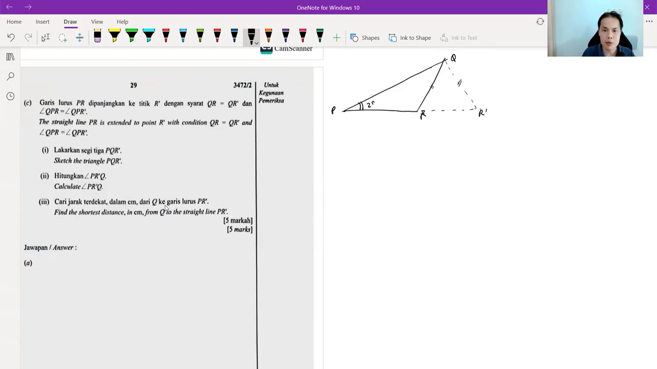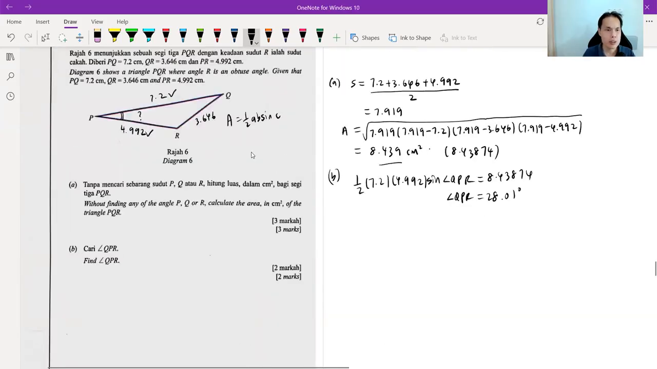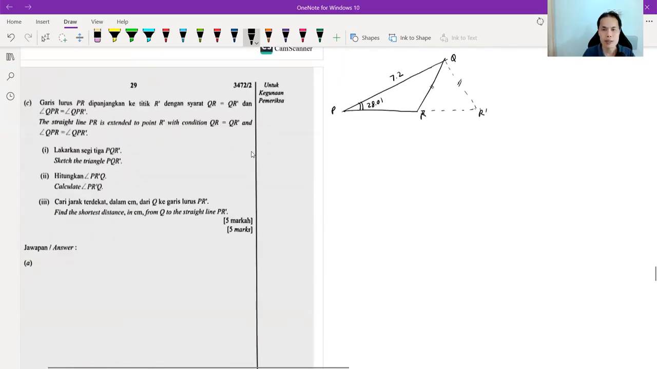Now we know just now this is 28.01. This is 7.2. This length, if you refer to it, is 3.646. This will be 3.646. They are equal in length. All right, so we are supposed to redraw triangle PQR prime. So let's just redraw. It looks like this.